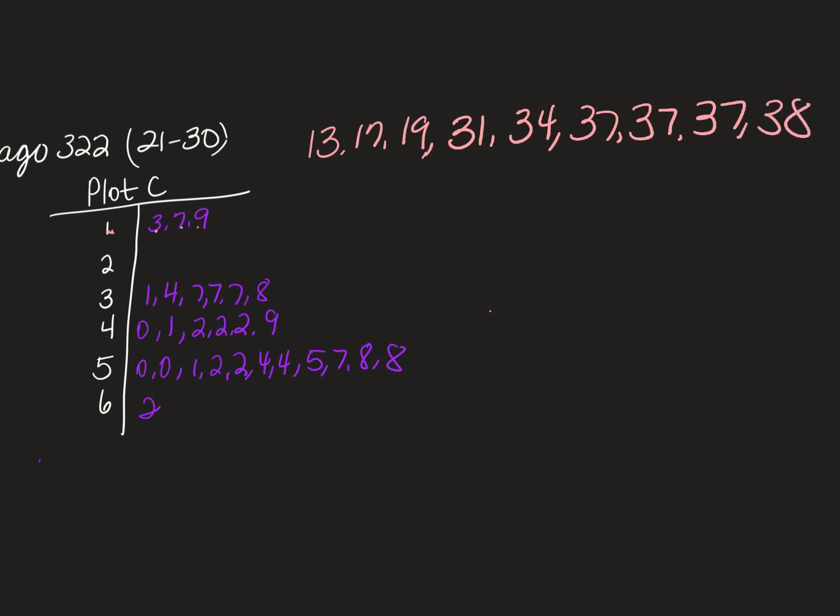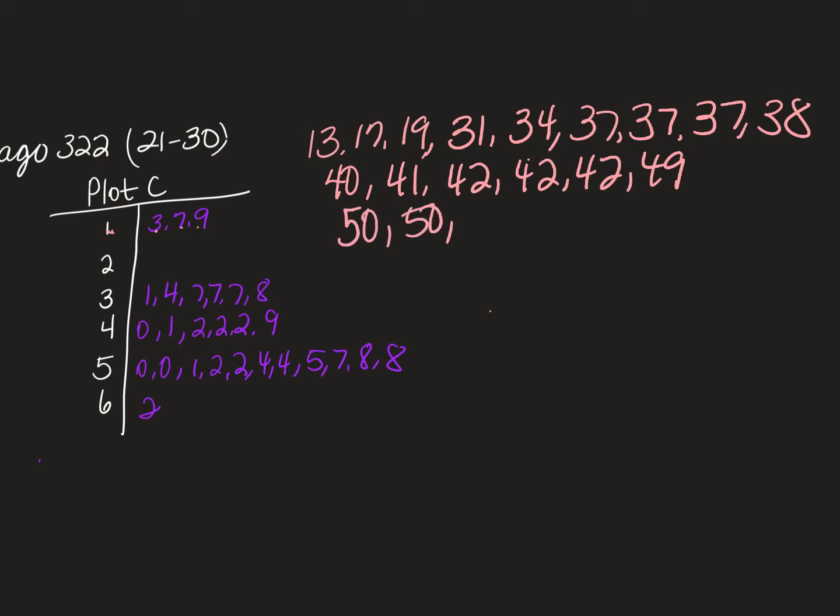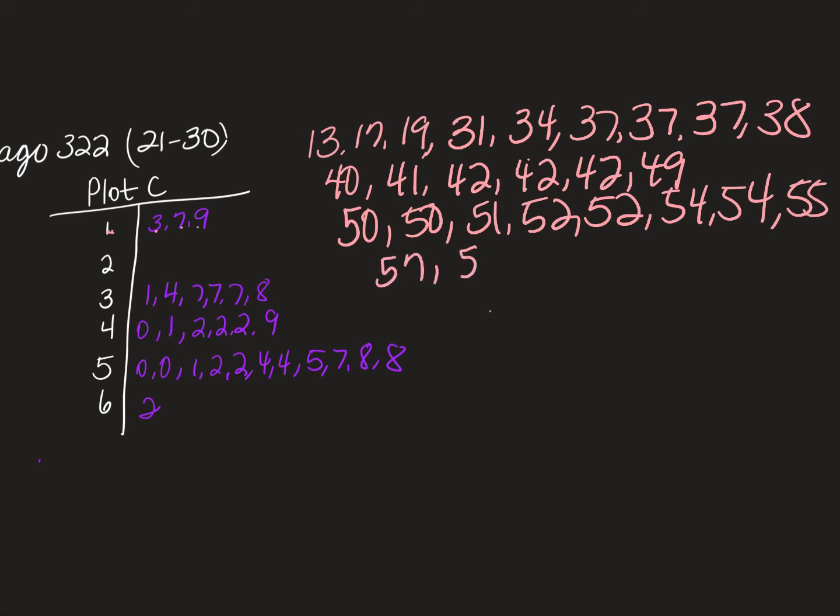Do we have any 4s? Yes, we've got 40, 41, 42, 42, 42, and 49. Do you understand this? You guys understand how you're getting those numbers? All right, 50s, you have 50, 50, 51, 52, 52, 54, 54, 55, 57, 58, and then 62. All right, so here's our question.